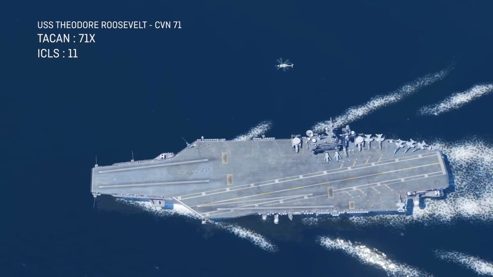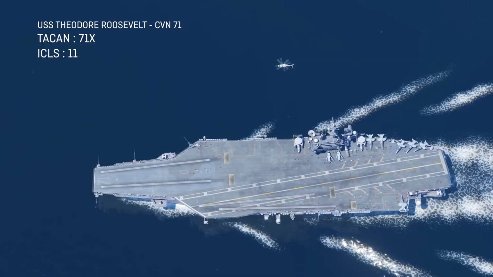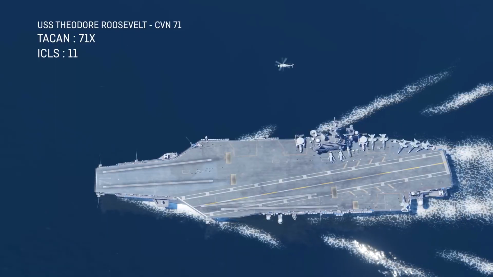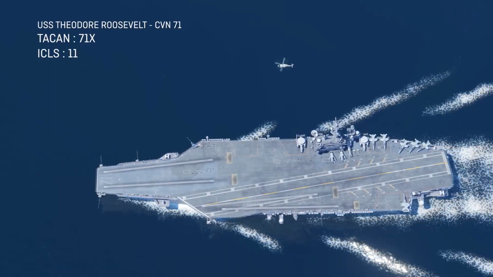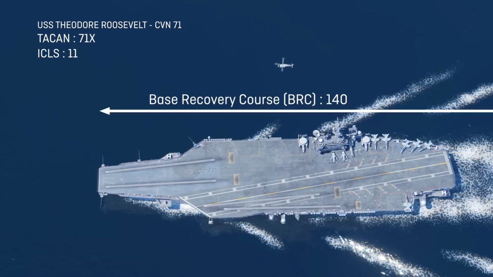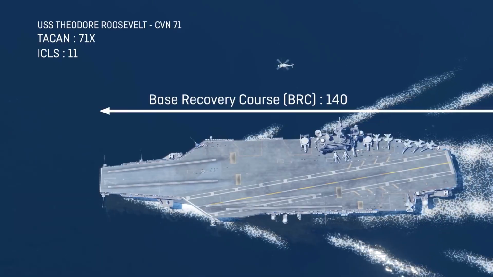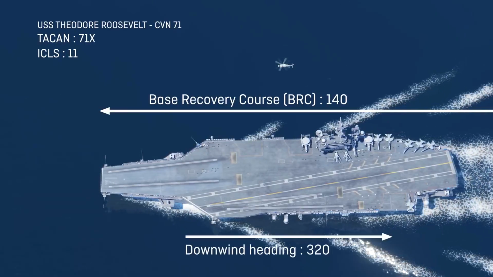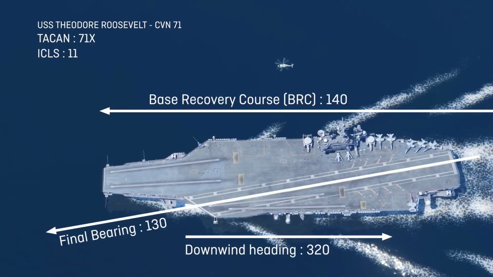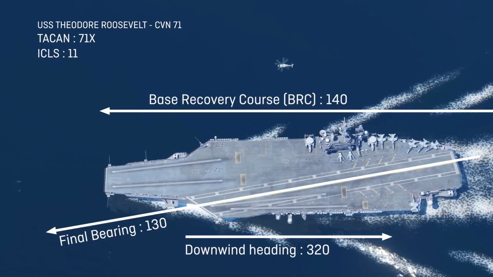From our mission briefing, we should know the ship's TAC-N and ICLS channels that will enable us to navigate to the supercarrier. In this mission, TAC-N is set to 71X and ICLS is set to 11. When we call inbound, the carrier will give us the ship's base recovery course, which we can then display as a course line over the TAC-N symbol on our HSI. From BRC, we can determine the reciprocal downwind heading and also the final bearing for landing. Due to the supercarrier's angled flight deck, the final bearing will be 10 degrees left of the BRC.